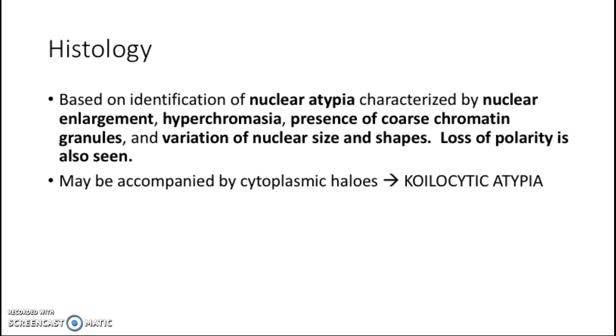Histologically, you will see nuclear atypia, which is characterized by nuclear enlargement, hyperchromasia, presence of coarse chromatin granules, and variation of nuclear size and shapes. And you will see loss of polarity. That means you don't really see the distinguishing feature between the basal cells and the rest of the epithelial cells anymore. And these changes can be accompanied by koilocytic atypia, which is irregular hyperchromatic nuclei surrounded by cytoplasmic halos.